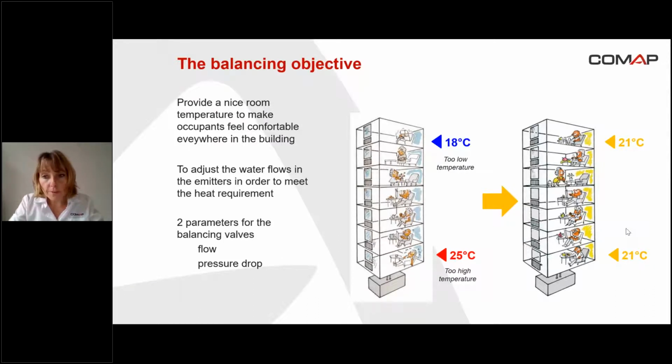In order to achieve these results, it's necessary to adjust the flow into all the emitters. So that means adjusting the flow everywhere in the network, and that means also, at the same time, adjusting the pressure losses through the network. So there are two parameters for the balancing valves. First, the flow, and second, the pressure drop across the valve.